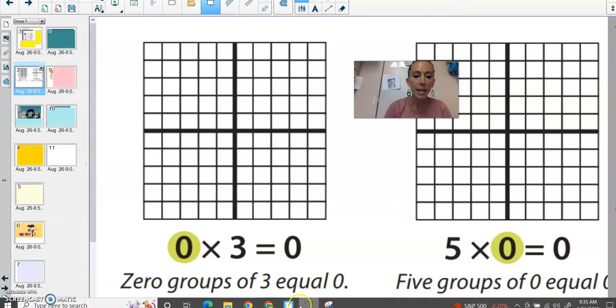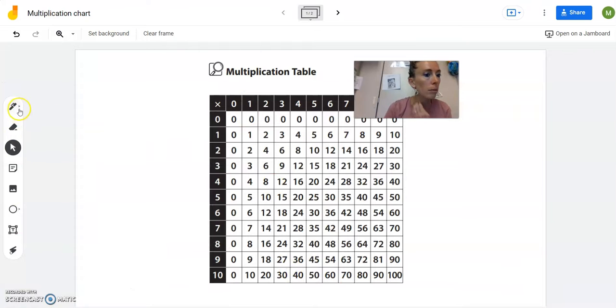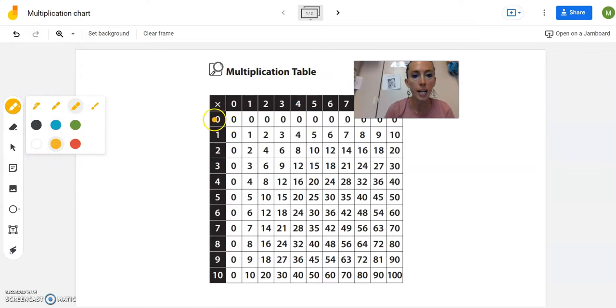If we go back to the multiplication table and say, okay, well, what problems are those on there? You already know all the 0 facts, okay? So if I highlight those, here are the 0 facts there. 0 times 1, 2, 3, 4, 5, 6, 7, 8, 9, 10. And here is 0 times 1, 2, 3, 4, 5, 6, 7, 8, 9, 10, right? So you already know all these. They're all 0, okay? So we're feeling good.